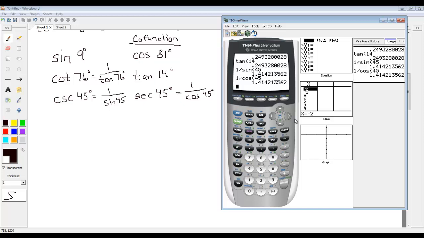If they're cofunctions, like the sine of 1 is the same as cosine of the complement. Cotangent of 1 is the same as the tangent of the complement. Cosecant of 1 is the same as the secant of the complement.